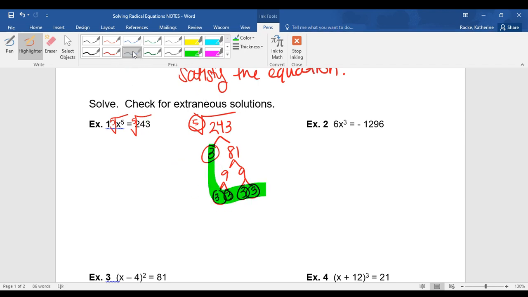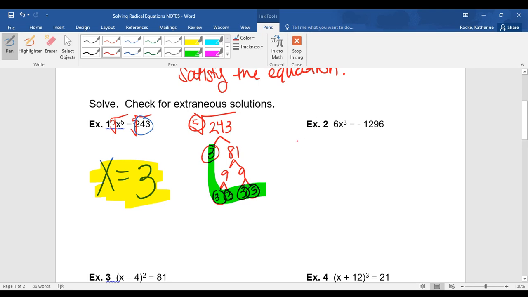So my answer would be x equals 3. It's an odd root, so I have a positive answer because what was inside the root was positive, okay? So x equals 3 would be your answer. You would have to check for an extraneous solution by taking 3 and plugging it back in here. So 3 to the 5th power will equal 243, which satisfies our equation.